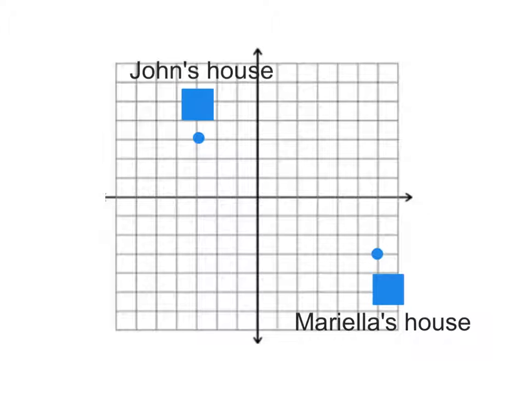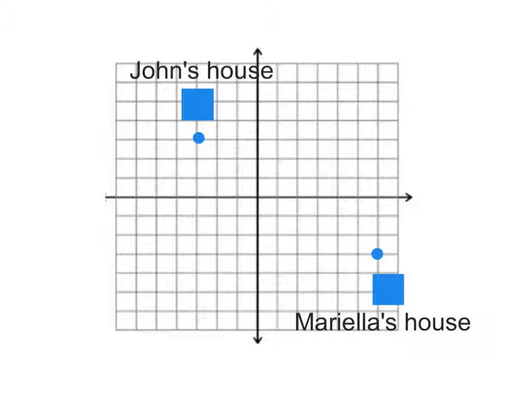Once upon a time, there was this guy named John, and every day John would walk his girlfriend Mariella home from school. Except he didn't really walk her all the way home from school. Instead, John just walked Mariella 2/3 of the way from his house to her house, and then he turned around and went back home. So exactly how far did John walk with Mariella?